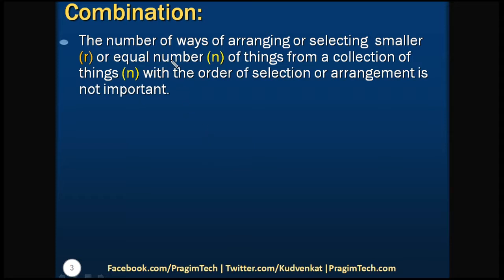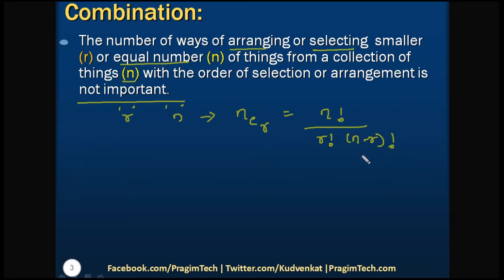Combination is defined as the number of ways of arranging or selecting a smaller or equal number of things from a collection of things, where the order of selection or arrangement is not important. In simple words, if we want to select R objects out of N, then its combination is given by NCR, where the order of selection or arrangement is not important. So NCR is given by N factorial divided by R factorial into N minus R factorial.